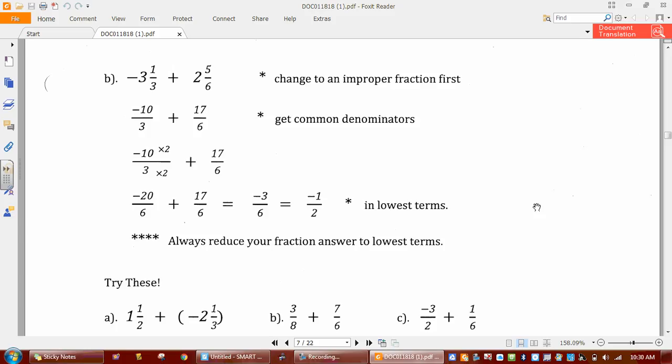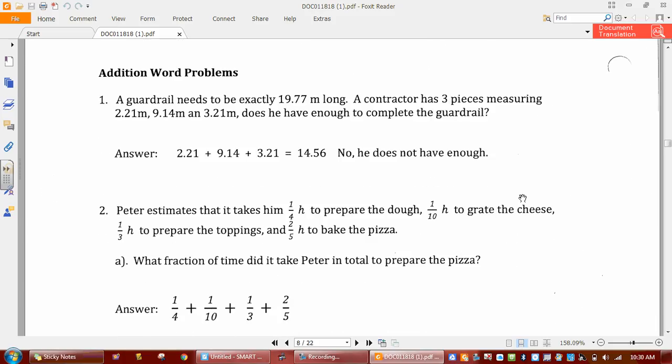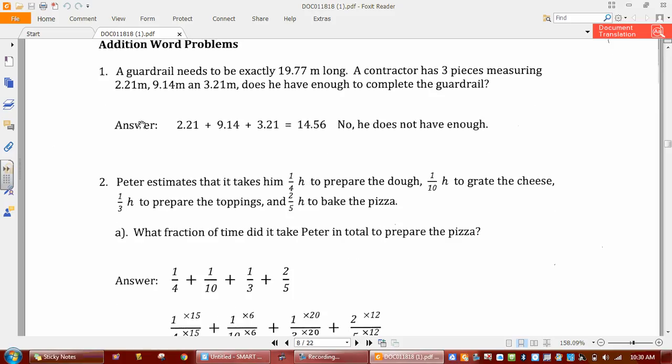Okay, so again, our last step here, if we look at the 4 stars, always reduce our fraction to lowest terms. Then you've got some practice questions with the answers. Now, word problems. Word problems, again, typically you're just going to be adding, subtracting, multiplying, or dividing some type of fraction. You're going to be doing some type of math. Okay? I'll let you have a chance to look through those. They've got the answers with you, and then practice questions with the answers.